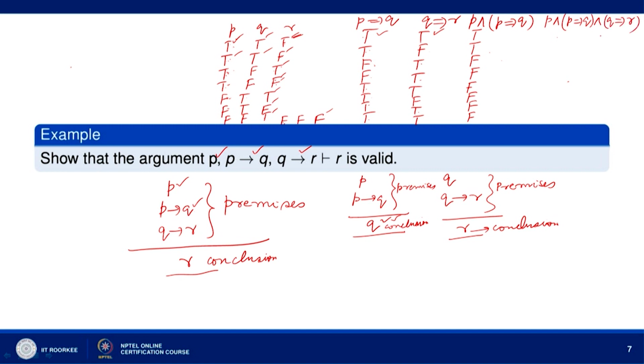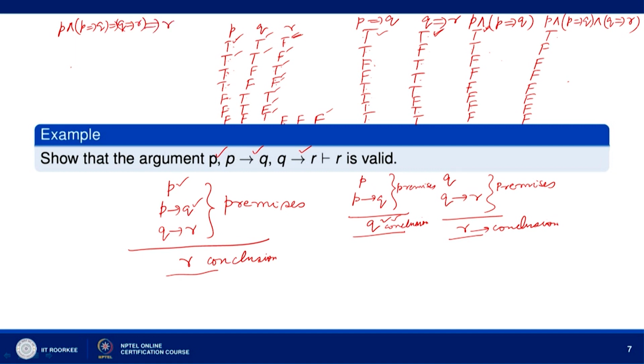Okay. So, let us consider this column and this column. T T is T, T F is F, F T is F, then we have F T, again F, then we have F T. So, we have F here, F F is F, then we have F T F, and then we have F T F. Okay. Now, P and P implies Q and Q implies R.